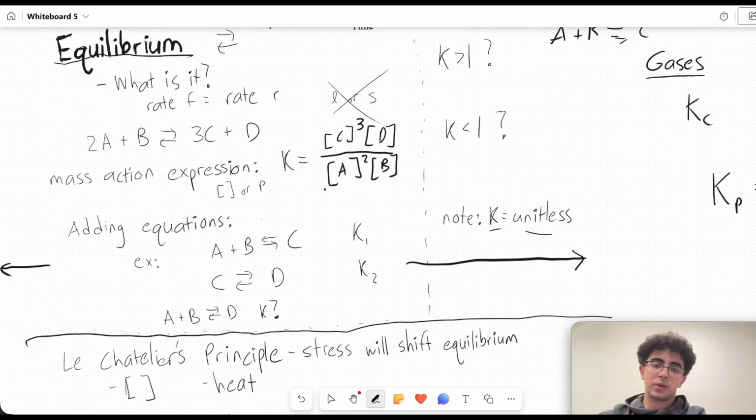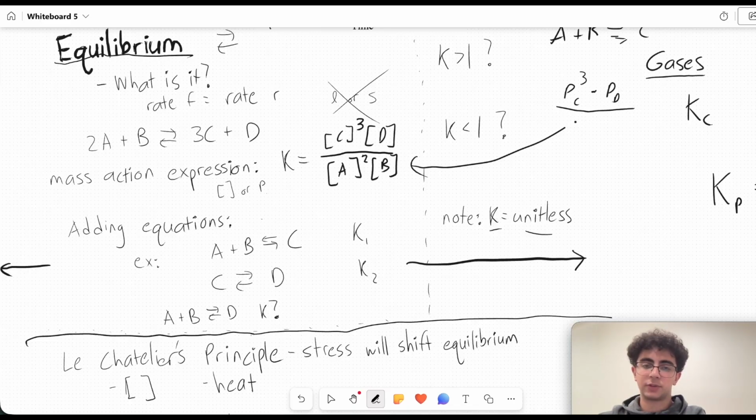Now I should mention before I go ahead that this can be aqueous or gases. It can be written with concentrations, but it can also be written with pressures if you had gases. So I could say the pressure of C cubed times the pressure of D, over the pressure of A squared times the pressure of B. This is the same mass action expression, but in terms of pressures, if these were all gases.